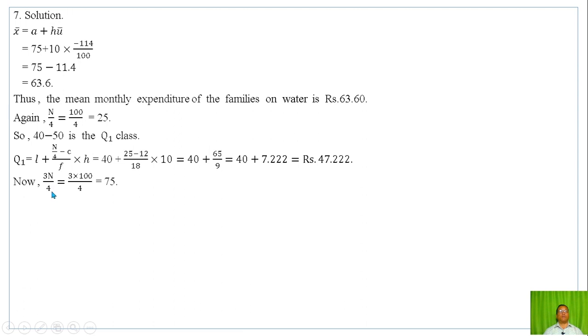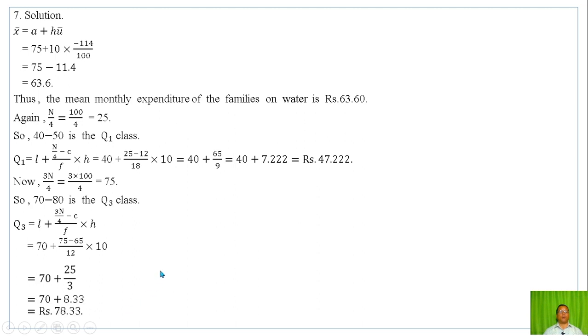Now for Q3 we take 3N by 4, the value is 75. The cumulative frequency 77 gives the class, so it is the Q3 class. Using the Q3 formula with the respective values and simplifying, we have rupees 78.33. Q3 is always greater than Q1.